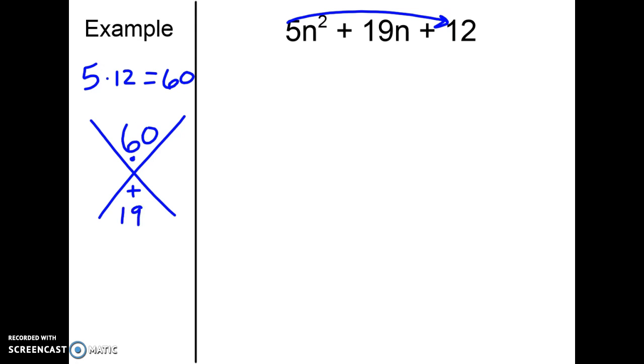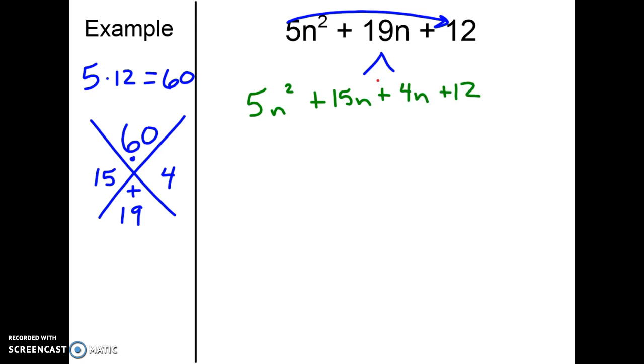If you take a look at your factor sheet, hopefully you'd find that we have 2 factors of 15 and 4. 15 times 4 gives us 60. 15 plus 4 gives us 19. So we're going to split up this 19 into 15 and 4. And I would keep the 15 on the side with the 5. So I'd do 5n squared plus 15n plus 4n plus 12.